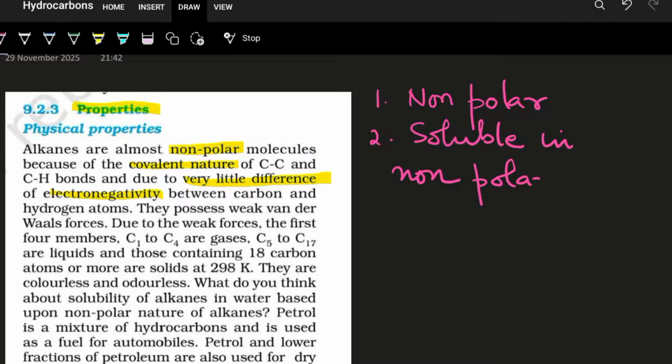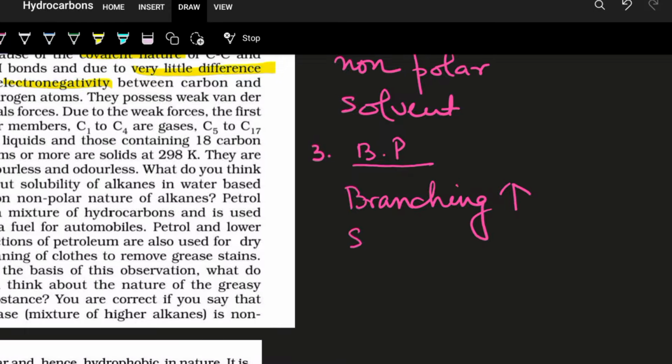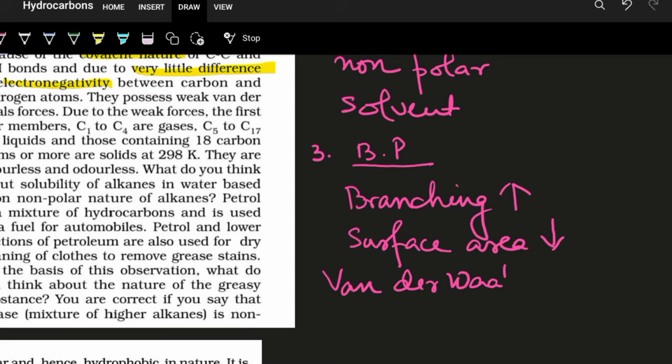And third thing, which I have already told, their boiling point order will be what? If there is an increase in branching of the alkane chain, then what will happen? The surface area will decrease, for which the van der Waals interaction decreases, and there is a decrease in the boiling point.